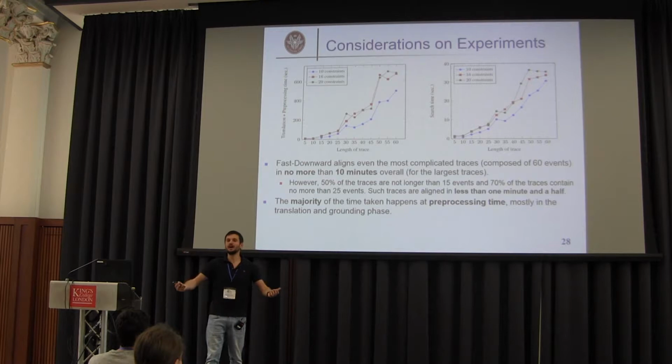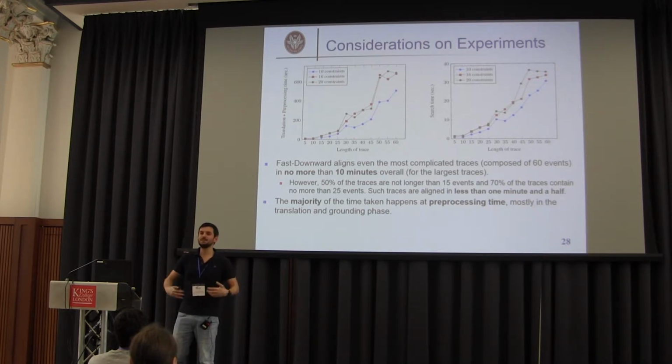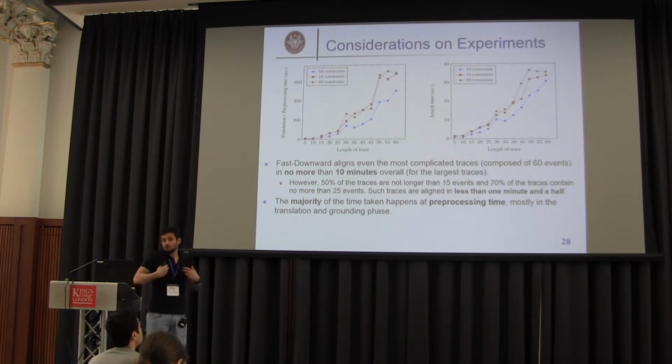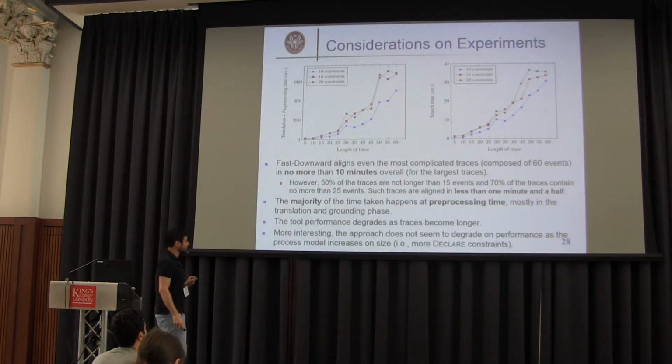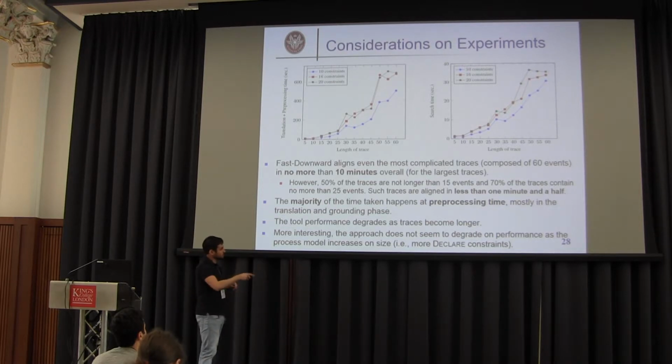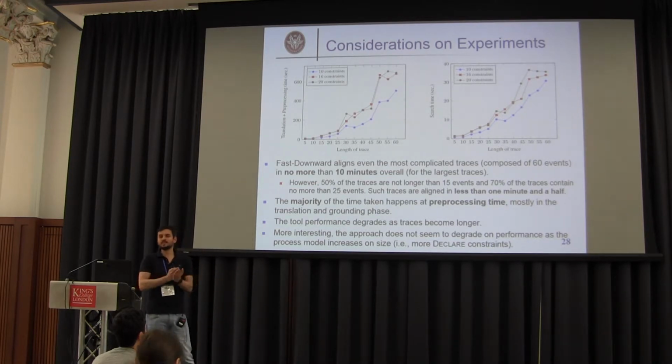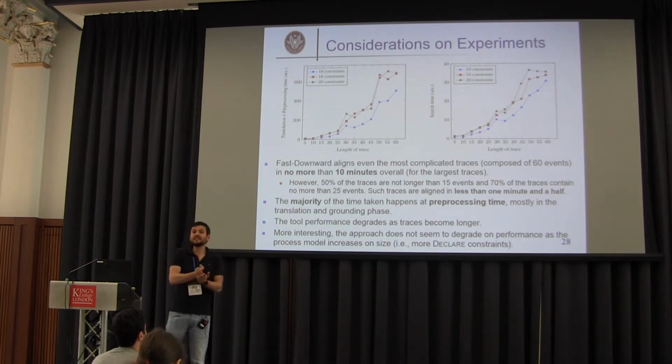So we take a lot of time to build the search structure, and very little time, milliseconds, for doing the searching. So for sure we have to improve the grounding of the encoding of our tool. Clearly the tool performance decreases as the trace becomes longer, but it is interesting to see that the approach doesn't seem to degrade so much when the process model increases in size. So if we have more constraints, the performance does not degrade so much. The performance degrades when we have a longer trace.